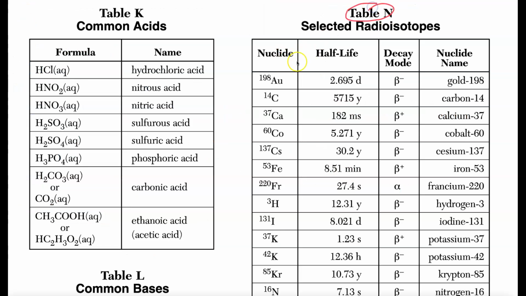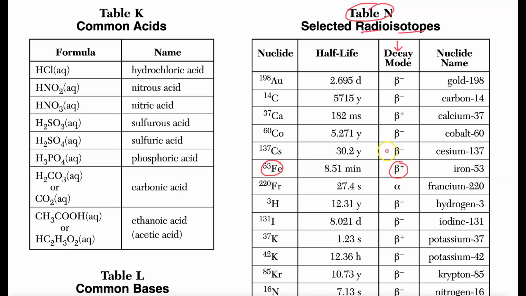Table N gives me the types of selected radioisotopes, meaning that not every isotope, which you know has the same number of protons but a different number of neutrons, is radioactive. If we look at this exact nuclide of iron 53 in the problem, they want to know what kind of particle is emitted. I look at the decay mode, and I see it's a B plus particle. That's the particle it gives off to correct its unstable nucleus.